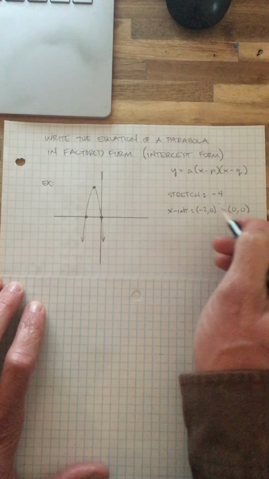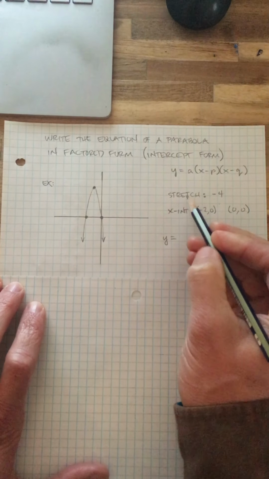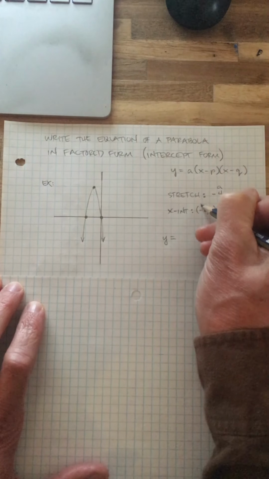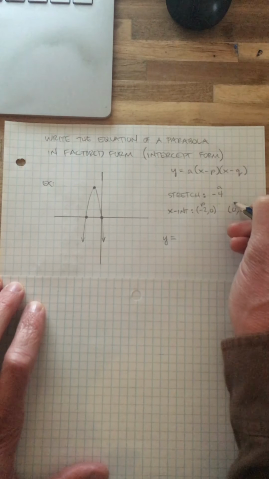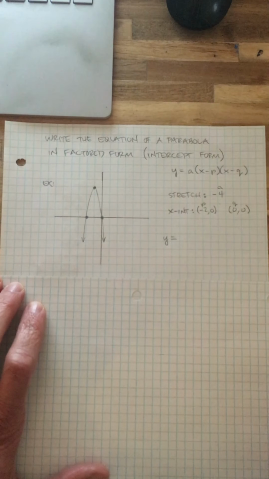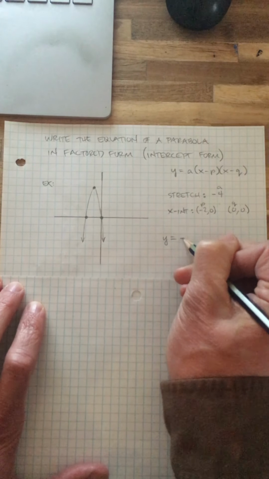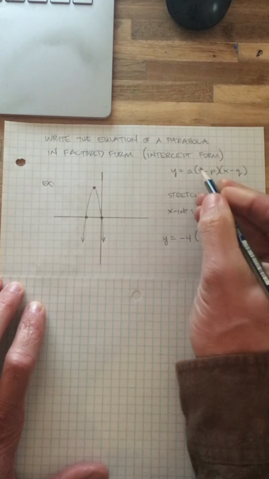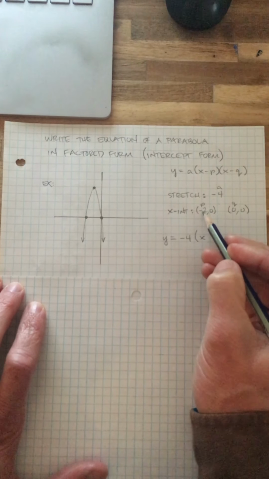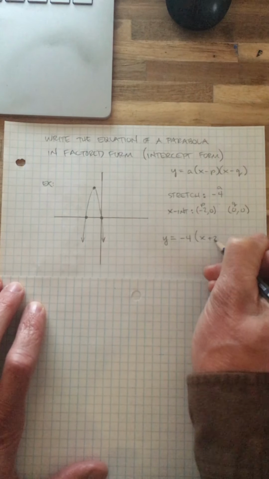So here we go. All we have to do is use this information. So y equals, your stretch is your a, and here's your p, and here's your q. You just plug those in. So a is negative 4, so y equals negative 4, parentheses, x, and this is minus p, so your p is negative 2, so you put in the opposite, so it's going to be positive 2.